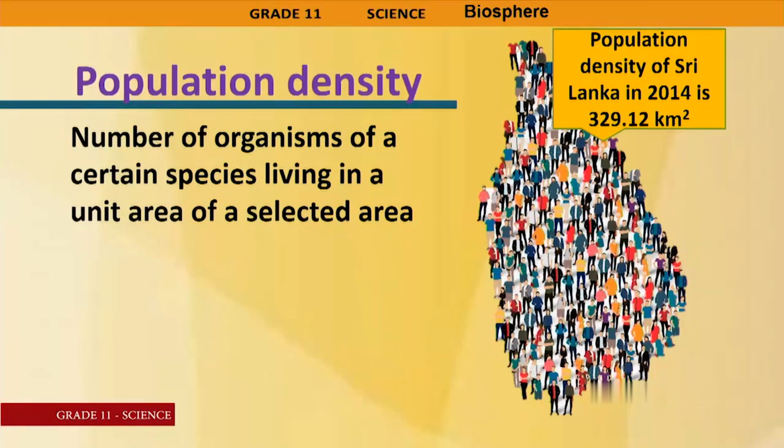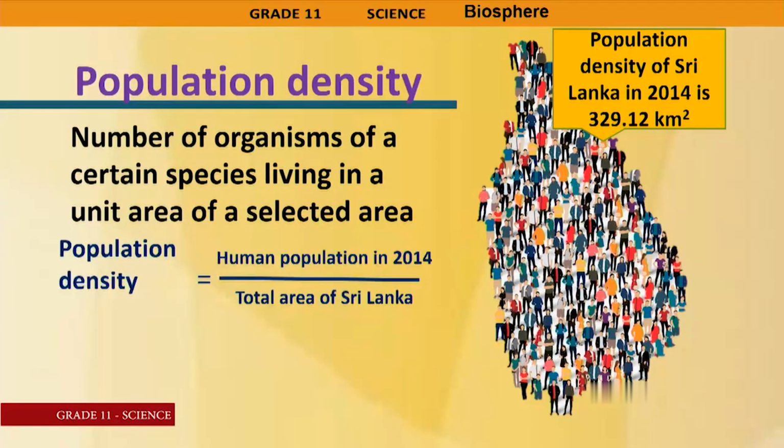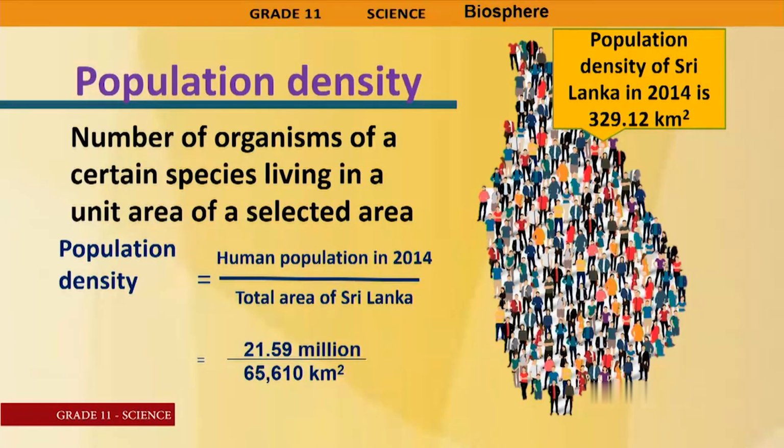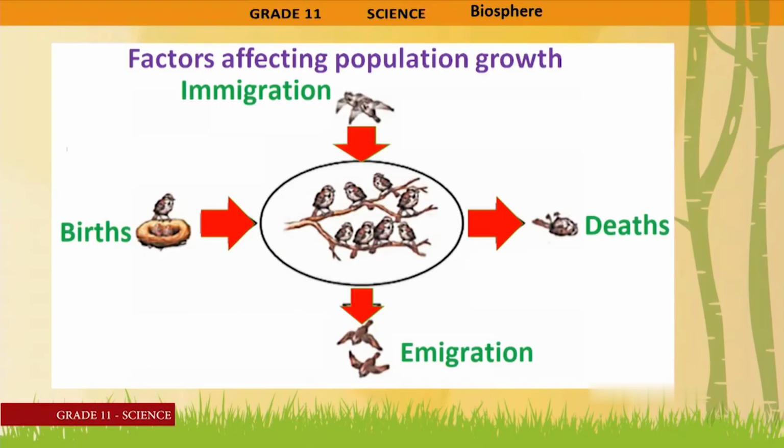There is a formula to get the population density. Let us see what it is. You can see it on the screen. Population density equals, if you want the human population density, you take the human population and divide it by the total area. As we consider Sri Lanka, we divide that by the total area of Sri Lanka. You can see 21.59 million people divided by 65,610 square kilometers. In that way, we can get the population density.